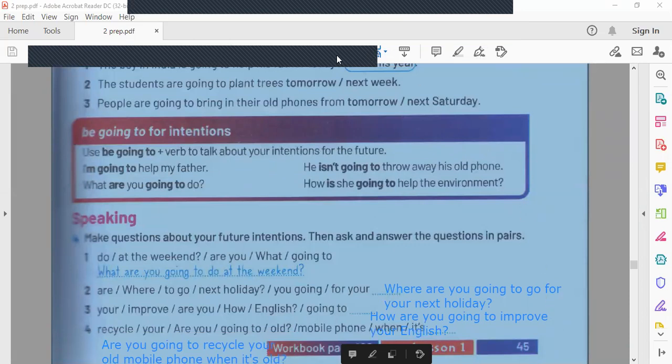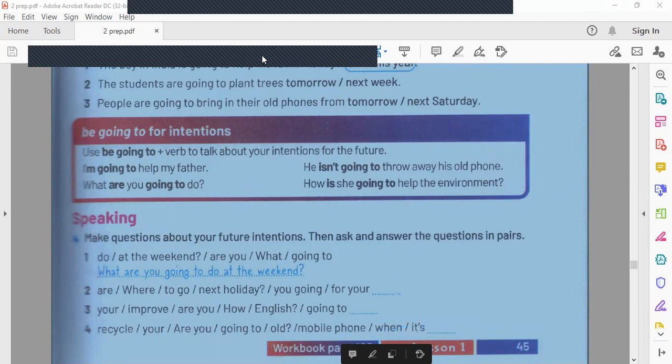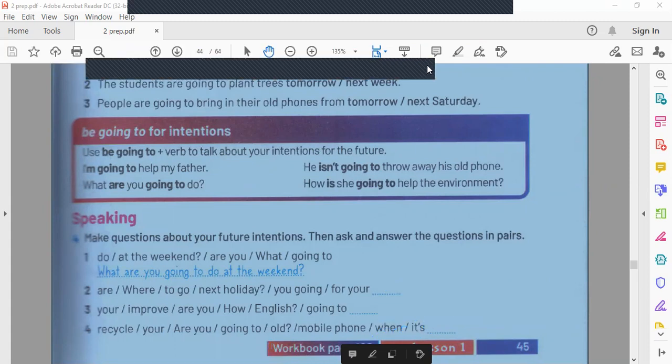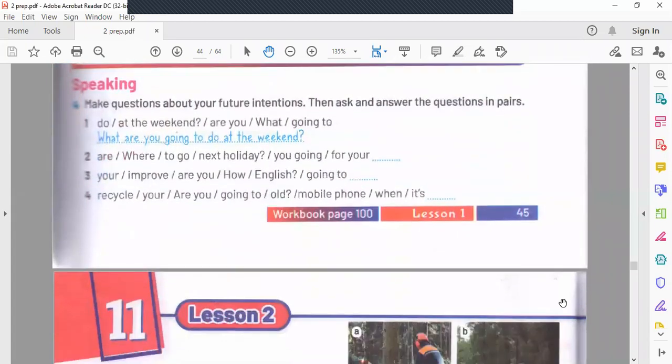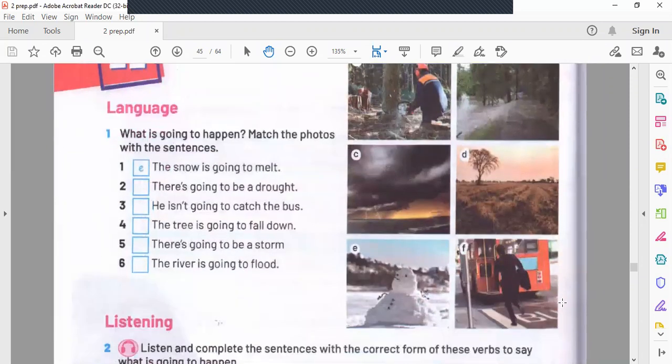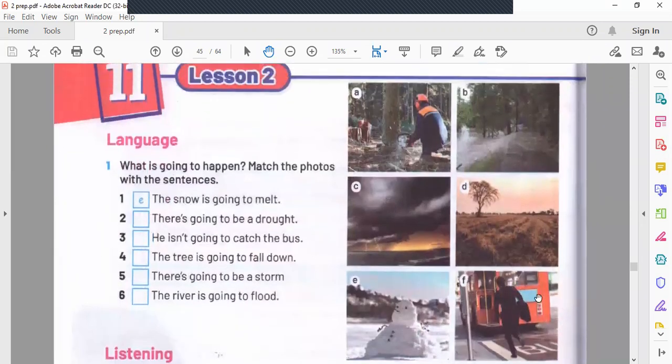Let's shift to the next point. Here we have some pictures. Someone is cutting a tree, and there is a flood of water or river, and a storm is about to happen, and there is a state of drought, when the land becomes very dry, and snow, and a man about to catch a bus.